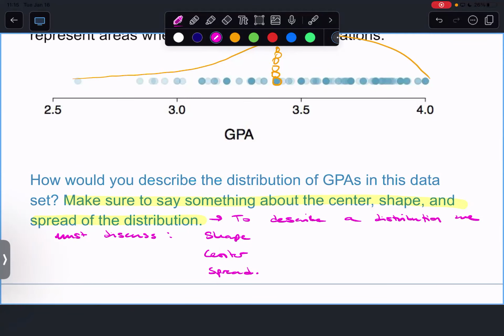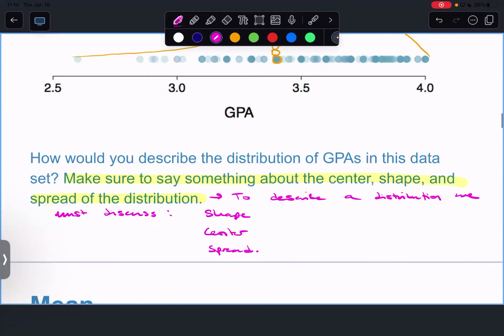So for each of these, we're going to spend time developing terminology around the shape, around the center, and around the spread. But for now, we're just kind of eyeballing it and using the best terms that we have available to us right now. Okay.